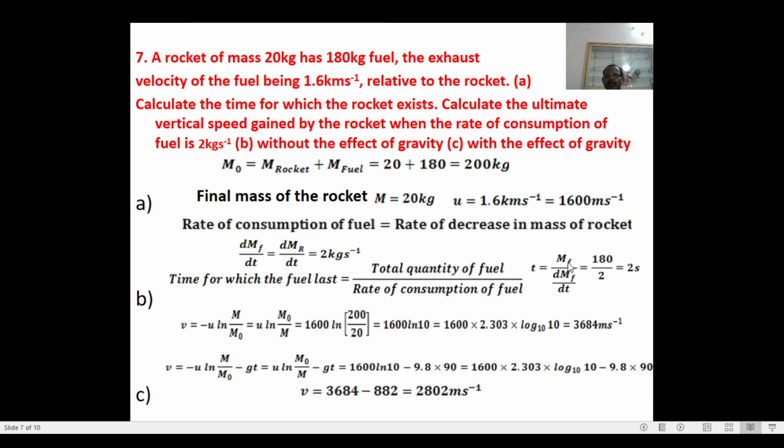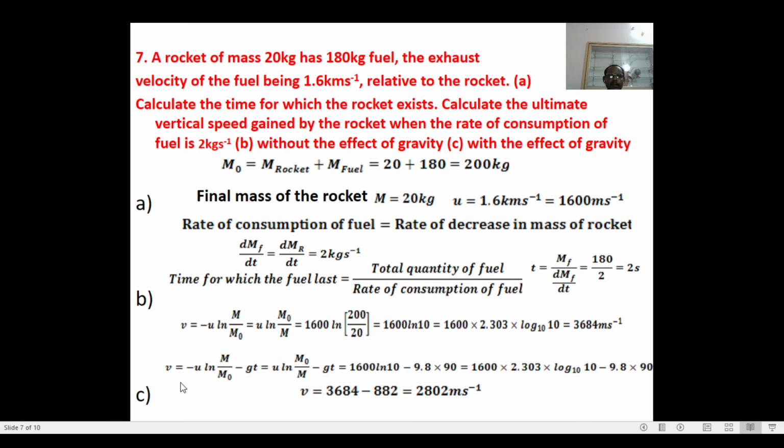So therefore T is equal to mf divided by dm/dt is equal to 180 by 2, which is equal to 2 seconds. B. V is equal to minus u ln m by m0, which is equal to u ln m0 by m, because the minus sign is taken in, this quantity gets inverted. 1600 ln 200 by 20, which is equal to 1600 ln 10. It is a natural logarithm. Convert it to common logarithm by multiplying it by 2.303. Log 10 to the base 10 is 1. This is equal to 3684 meter per second.